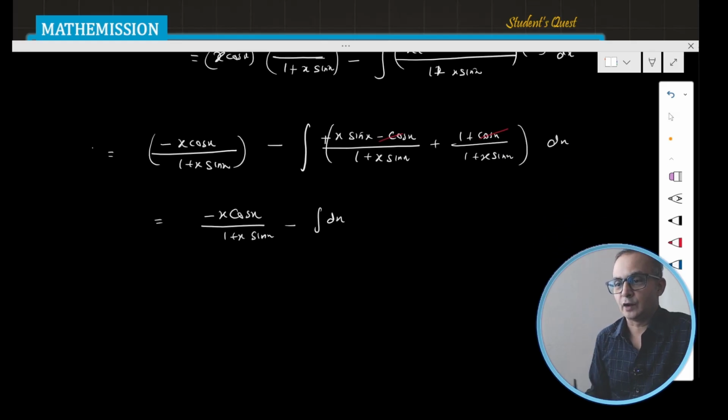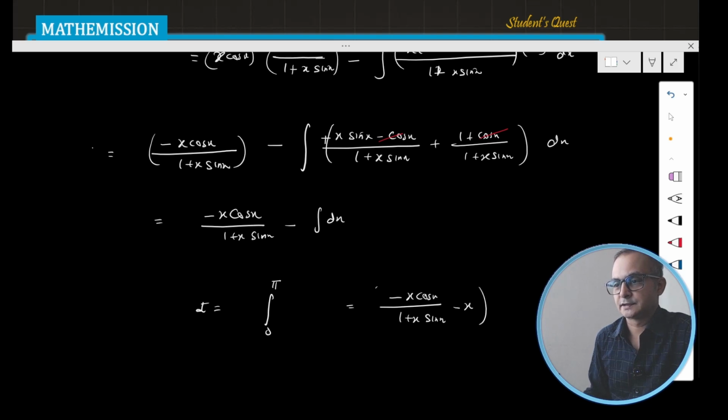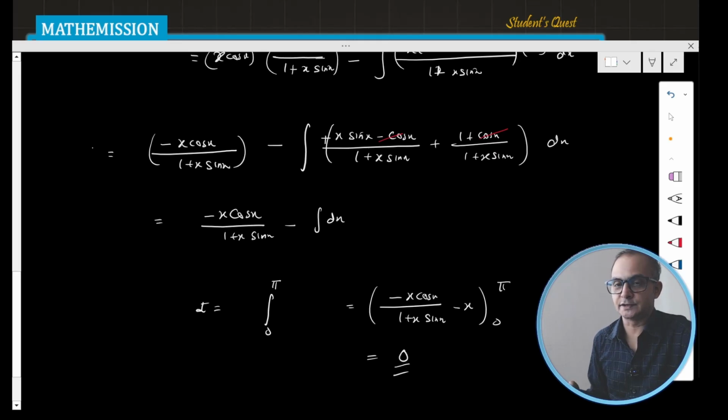And so our integration, what I'm looking for, is from 0 to pi, minus x cos x over 1 plus x sin x, minus x, from 0 to pi, and when we evaluate it we get the answer as 0.